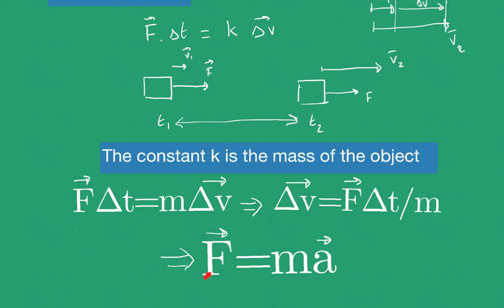So from this equation, we can see that force equals mass times acceleration. Because delta v divided by delta t is the vector acceleration. So force will be m times delta v divided by delta t, which is a. So force equals m times a. But always think in this way: the force acting during the time delta t produces a change in the vector velocity, and the constant of proportionality is the mass.